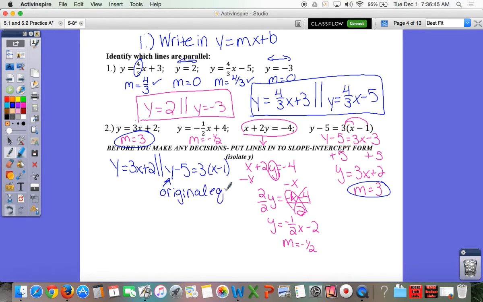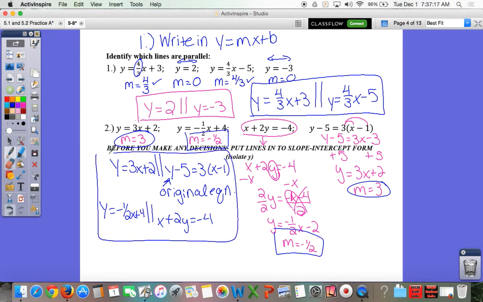equation. Then I see m equals -1/2 and m equals -1/2. So they are also parallel. So y equals -1/2 x plus 4 is parallel to x plus 2y equals -4. Let me erase that and write it a little better. That first one was y equals -1/2 x plus 4. So then this is your answer.